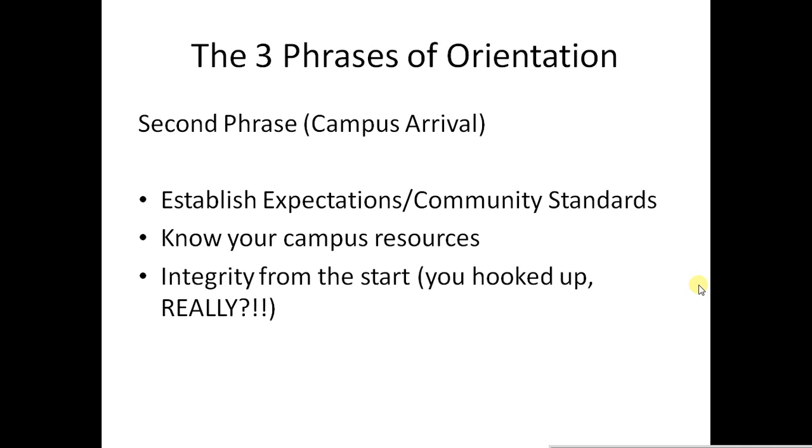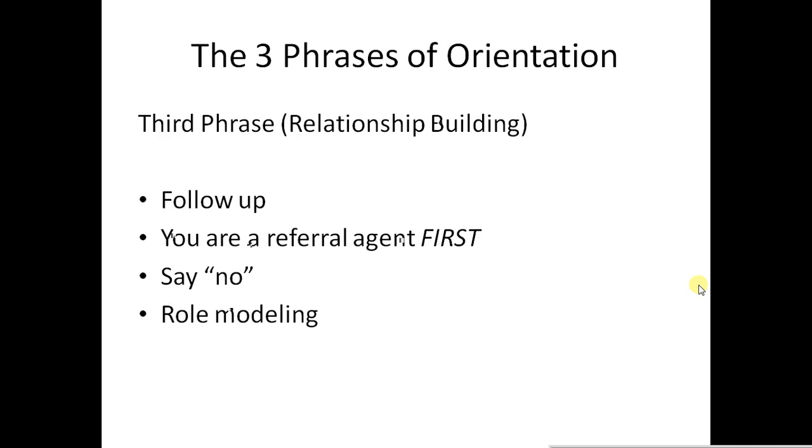Now, don't get me wrong. I understand if there's an attraction there, then so be it, I suppose. But understand that it is an issue of integrity. And I think it's going to be very difficult for you to set any type of boundaries or enforce any type of rules if you have already compromised your integrity from the beginning. So that's just something to consider.